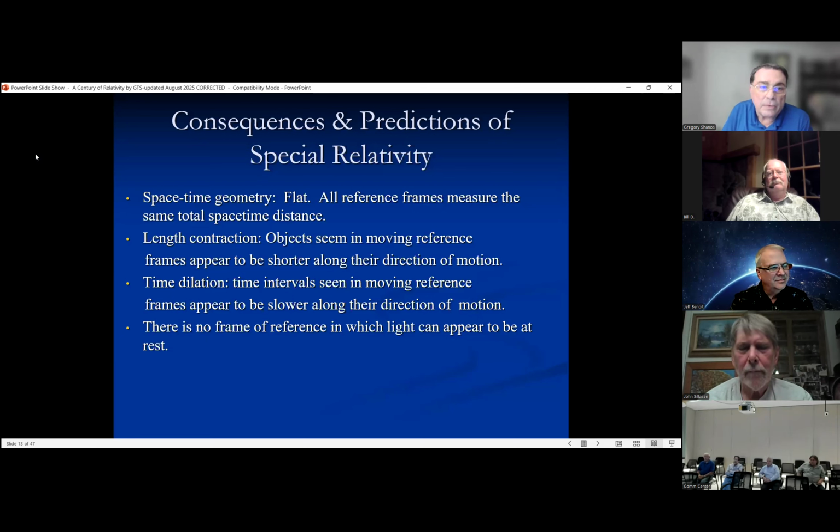Okay, consequences. So we said space-time geometry is flat. All reference frames measure the same total space-time distance. I said that. I'm just basically repeating this. Length contraction: objects seen in the moving frame of reference appear shorter along their direction of motion. Time dilation: time intervals in the moving frames of reference appear slower. And this is important too. There's no frame of reference in which light can be at rest. Okay, so that's important. So light is never at rest. It's always moving at c, the speed of light.